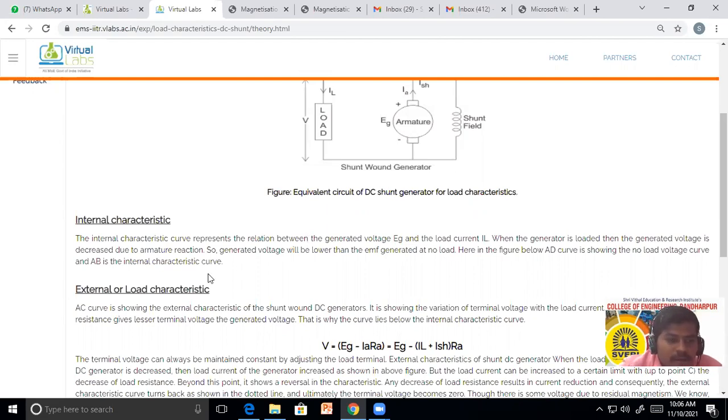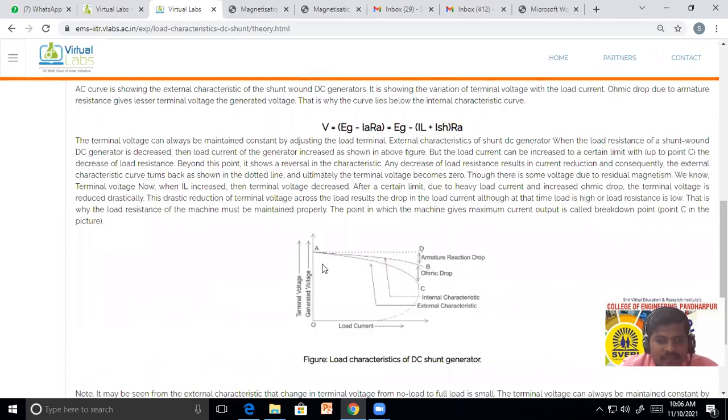So the generated voltage will be lower than the EMF generated at no load condition. The EMF generated at load condition is always slightly lower. Hence, in the figure below, curve AD shows the no load voltage curve and AB is the internal characteristics. The internal characteristics AB is obtained after the armature reaction drop is taken into effect.